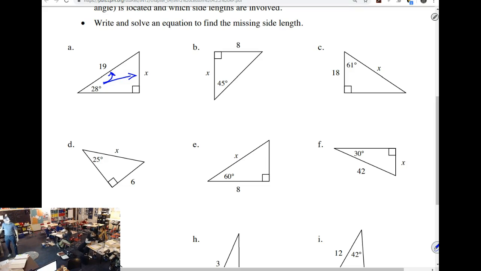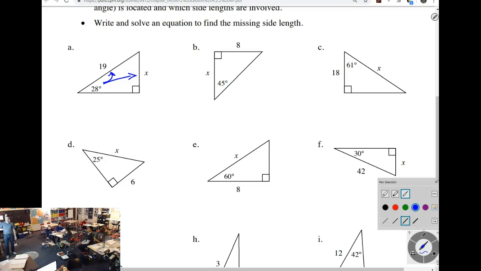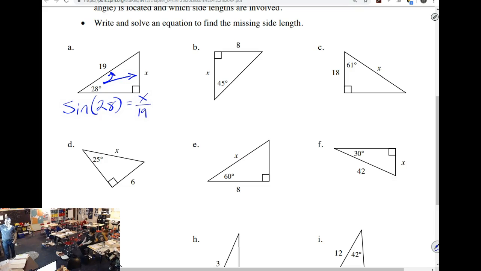Alright, in A, we know that from our angle, we have the opposite side and then the hypotenuse, so we have to use sine. Sine of 28 equals x over 19, which becomes easy to solve. X equals 19 sine of 28, and that becomes 8.92. That's what I got.